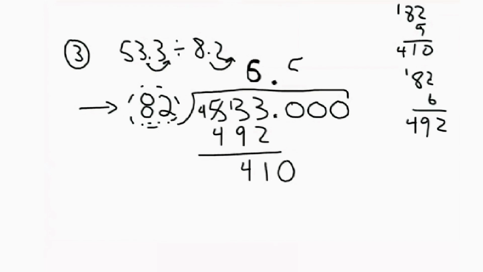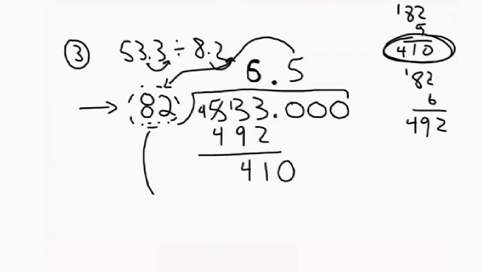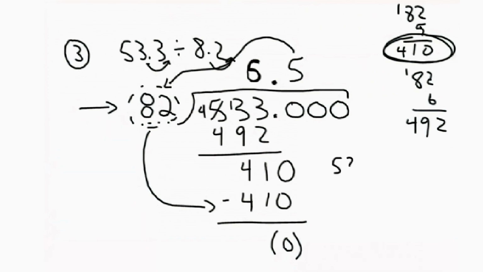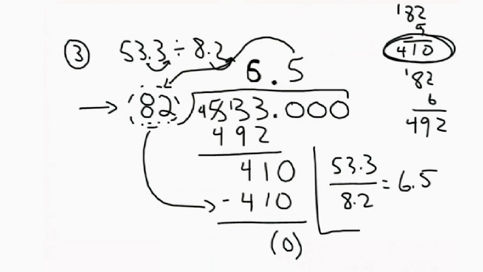And I'm going to say the closest number is 5, and 82, if we look over here, 82 times 5 is 410. So one more time, multiply what's on top by what's in front, write it underneath with the subtraction, and we get a remainder of 0. So 53.3 divided by 8.2 is equal to 6.5. So that gives you some practice with dividing decimals.